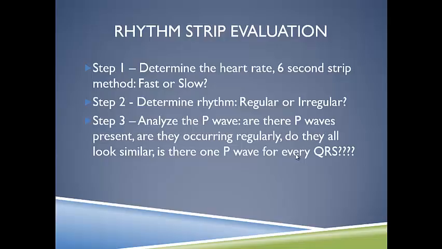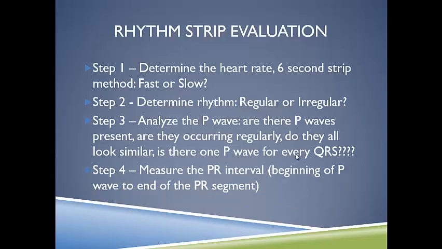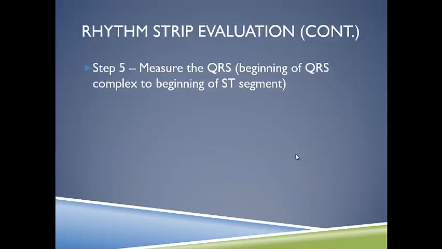And then we're going to measure our PR interval. It's the beginning of the P wave to the end of the PR segment. Refer to the previous slide where those intervals are marked out for you. Once we know that we have a P wave and we're measuring our PR interval, we want to know, is it normal? Is it between the 0.12 to 0.20 normal interval?